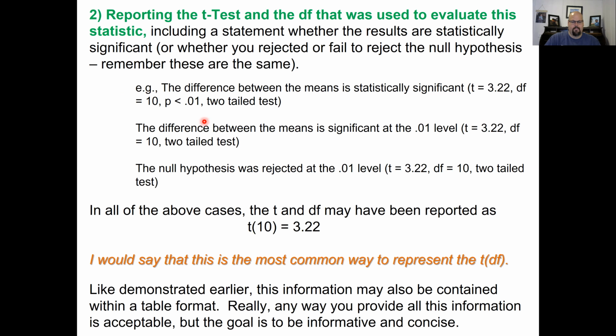I would say that the most common way to report a t is this format here. t, degrees of freedom, equals whatever the t-value actually obtained is.